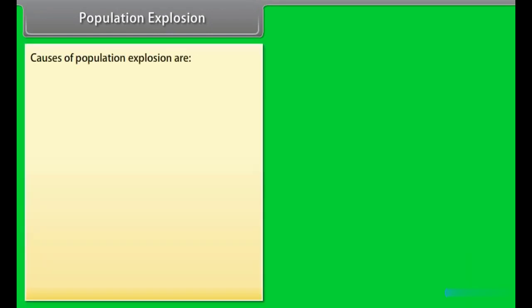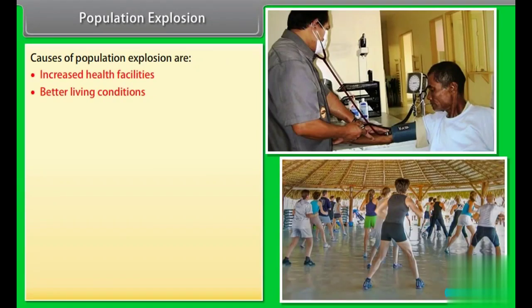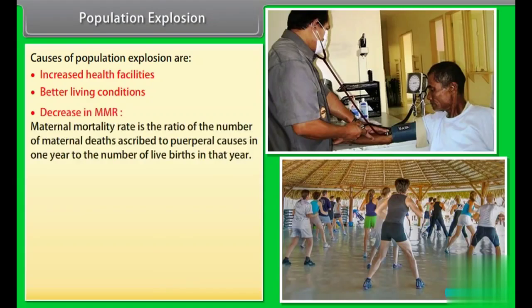Population explosion. Causes of population explosion are increased health facilities, better living conditions, and decrease in MMR. Maternal mortality rate is the ratio of the number of maternal deaths ascribed to puerperal causes in one year to the number of live births in that year.